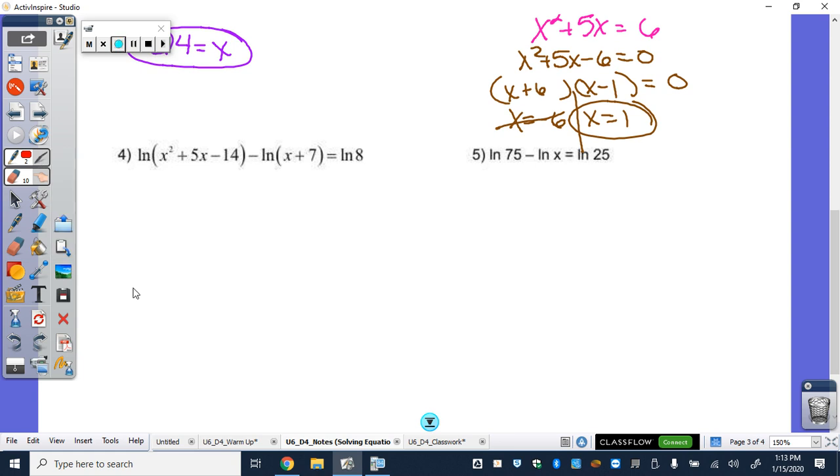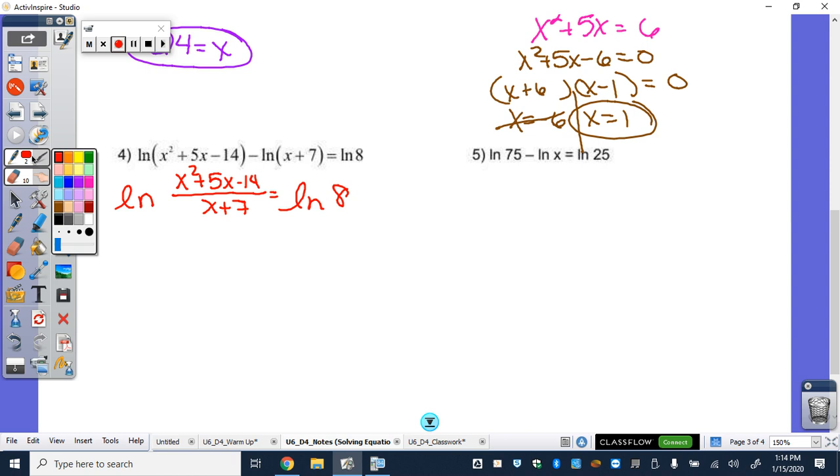All right, fourth one, condensing rules. If I'm subtracting, that means what's really happening? Division. So it's x squared plus 5x minus 14 divided by x plus 7 equals the ln of 8. So now I have ln on one side, ln on the other side. So they cancel each other out.